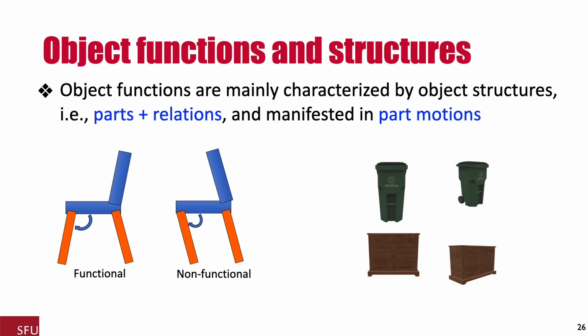If you look at the example here on the left-hand side, the only reason that the chair on the left is functional and the right is non-functional, they actually have the same number of parts and connections. It's just because the angles are not right for the one on the right, so that doesn't function as you see it. And also the manifestation or realization of the functions is often through part motions, which are also very important for any 3D digital twins.